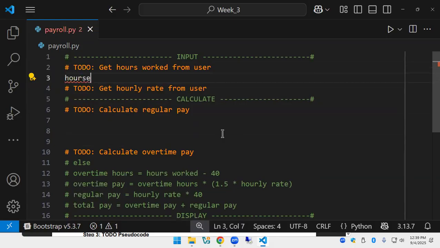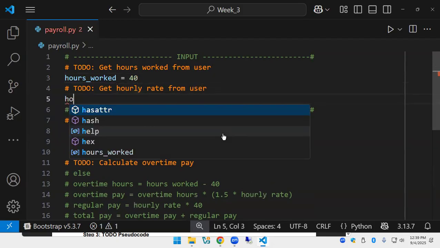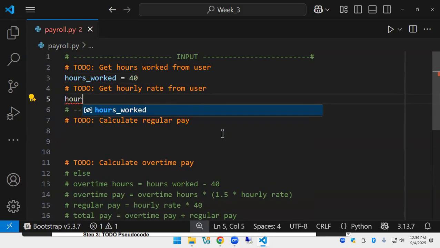Hourly rate. Times. Yep. And I'm just going to hard code things sometimes when I'm creating a new program, so I can test it. That's what I'm going to do here. So I'll just do hours, hourly rate, right?